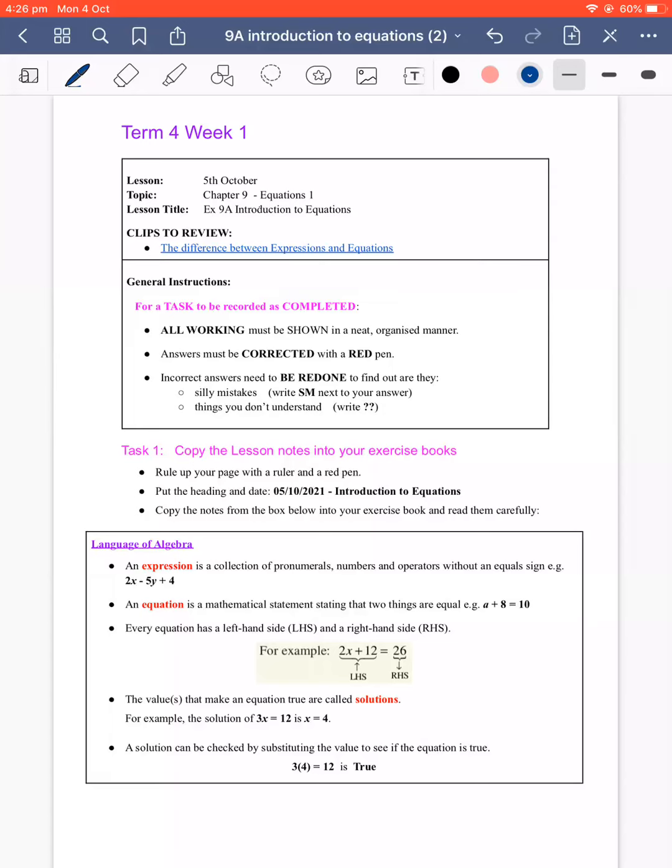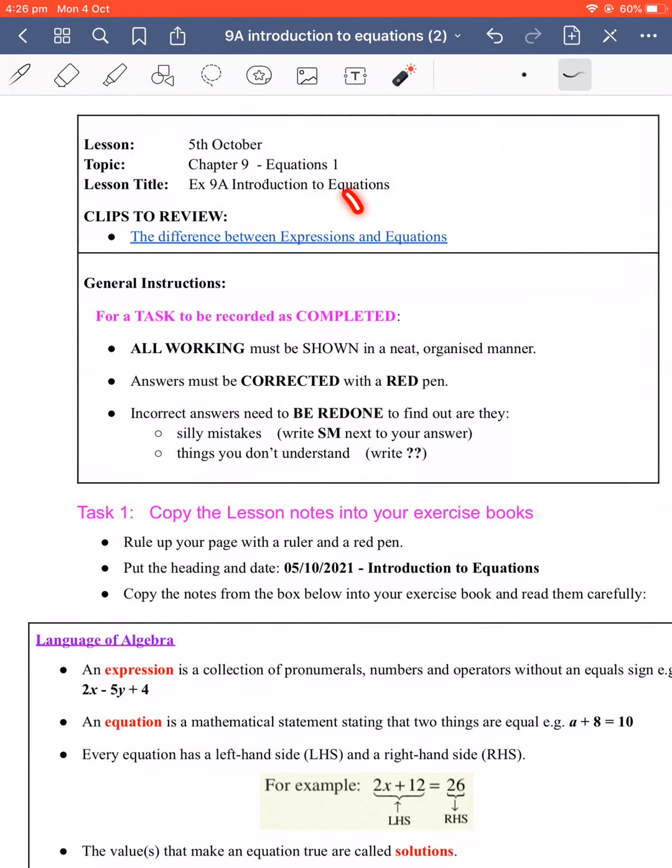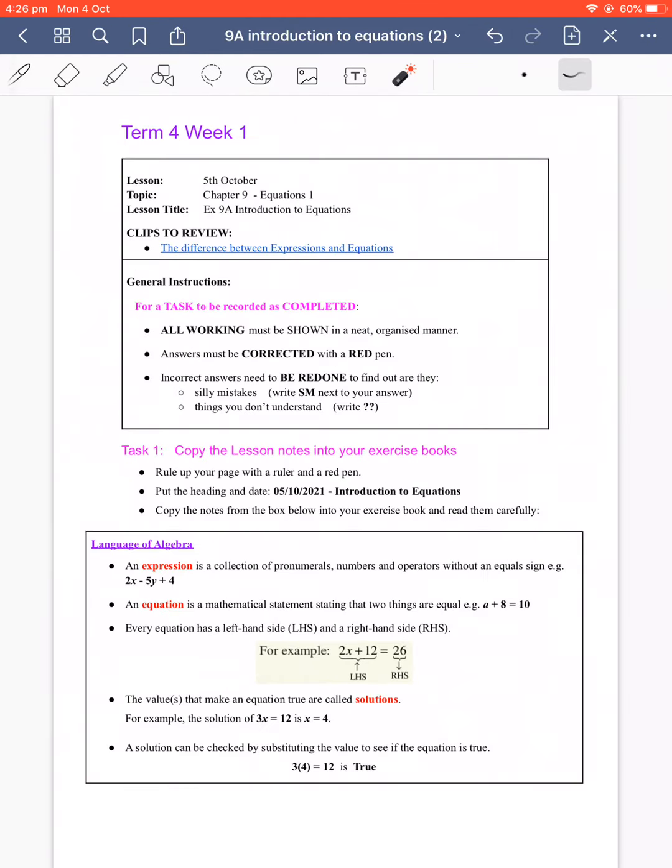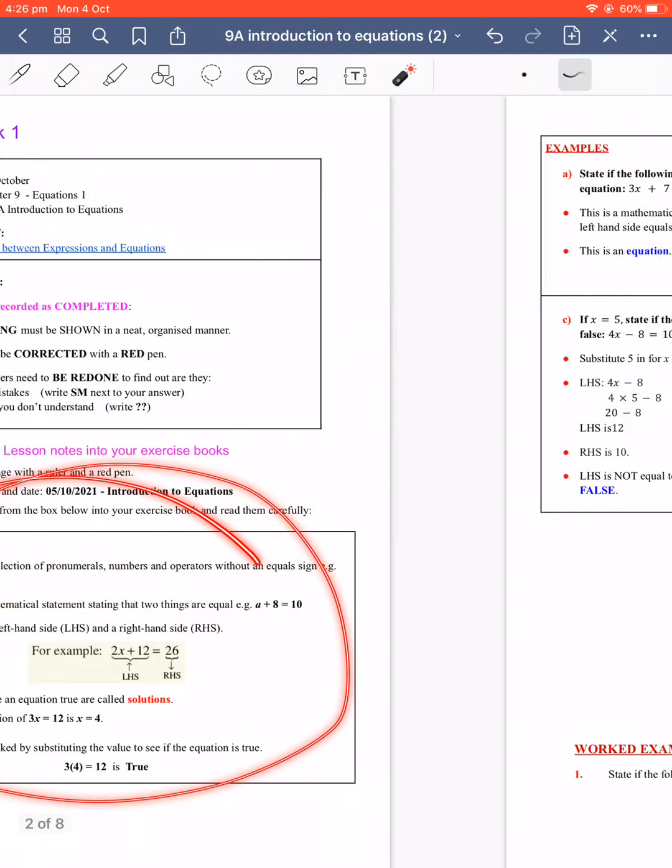Welcome to Chapter 9. We are first going on with our introduction to equations. So you have heard already of something called an expression. Now we're moving on to equations. So again, same as always, you have your notes to copy in here.